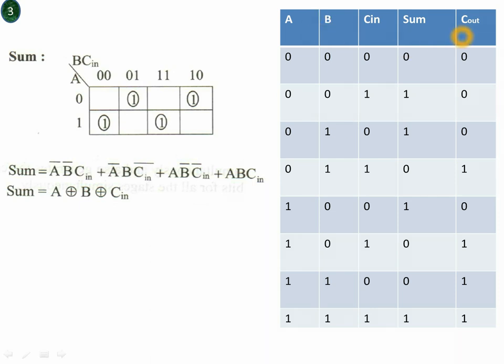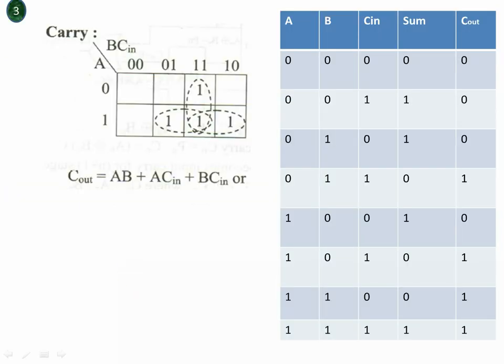Next let us see what is the logical expression for the C out. Here that C out is 1 for 0, 1, 1. That output is 1. Next 1, 0, 1, that output is 1. Next 1, 1, 0, that output is 1. Next 1, 1, 1, that output is 1.